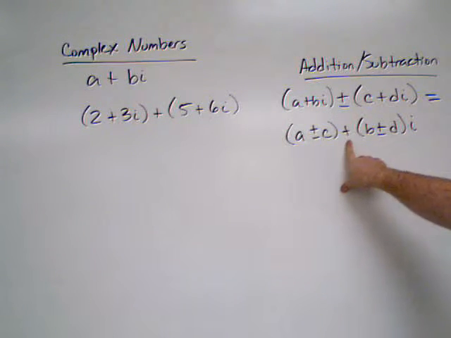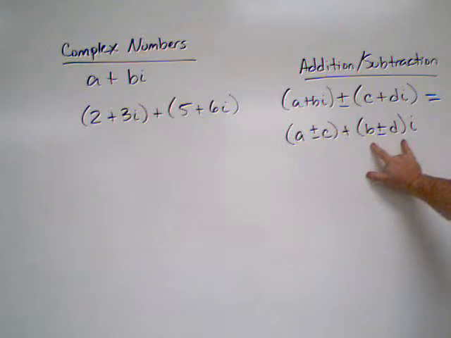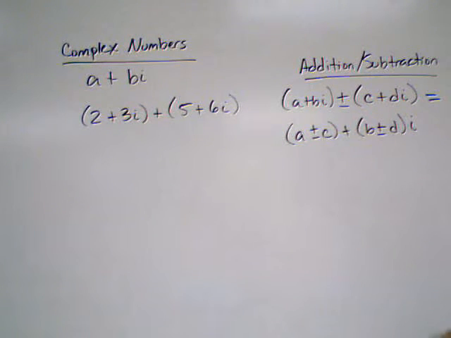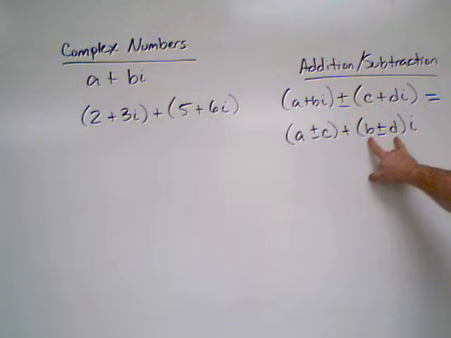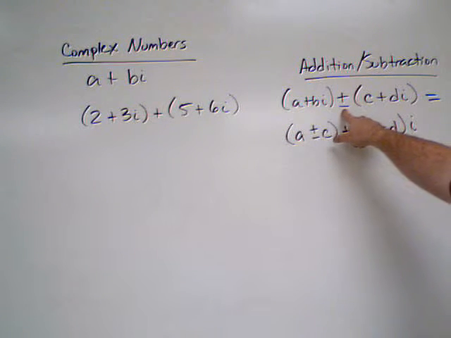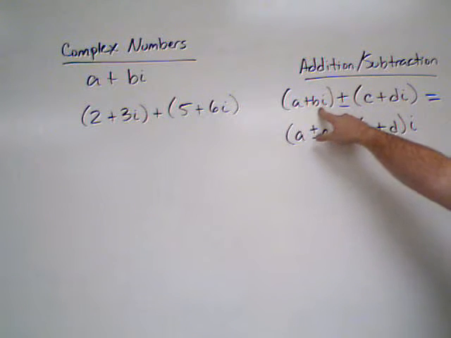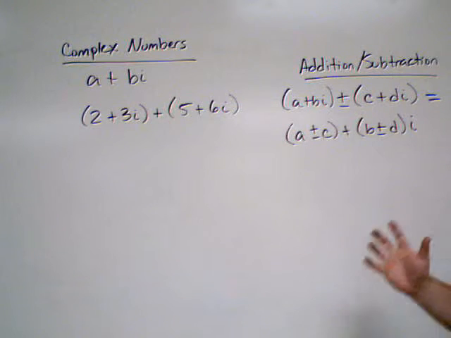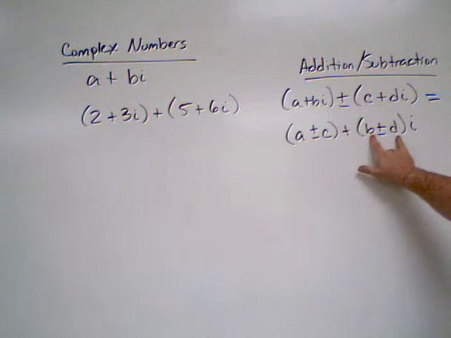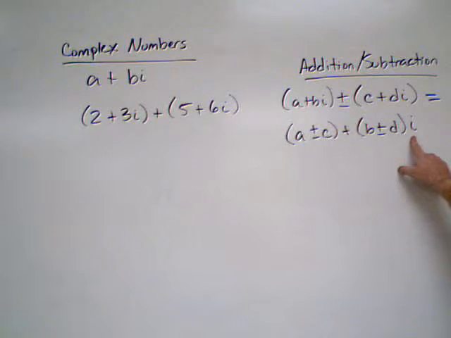And we're always going to have plus, because if this ends up being negative, well, it'll cancel itself out. So b plus or minus d, times i, comes from the addition or subtraction of our imaginary parts. Okay, so we're taking bi and di, we're just taking the coefficients there. We're going to add or subtract them, and we're going to tack on i.